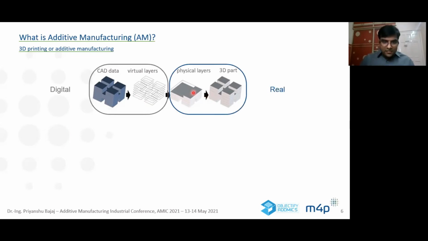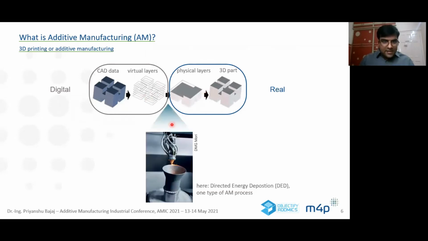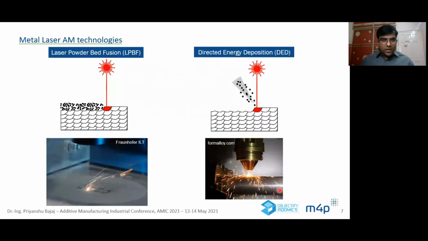So the interface between these digital layers and the physical layers is additive manufacturing. It's an umbrella term. It comprises many different technologies. Here, what I have shown is a so-called directed energy deposition (DED) process. When I'm talking metals, there are normally two processes I'm talking about. One is a so-called laser powder bed fusion, where we have a platform, a powder bed, and I shine a laser from the top. And this laser follows a tool path given by the machine.